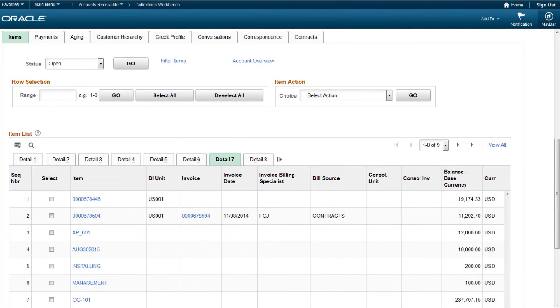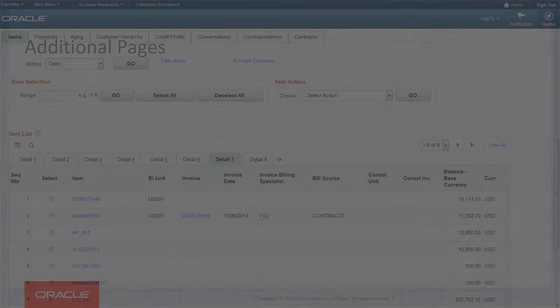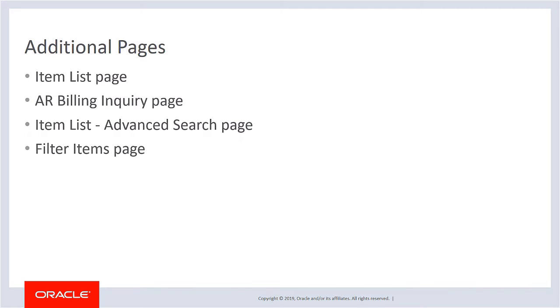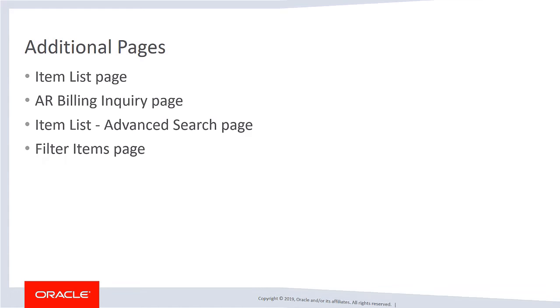PeopleSoft Receivables enhances item information pages with Invoice Billing Specialist and Bill Source information, providing further visibility into invoice details. For example, note the new Invoice Billing Specialist and Bill Source fields on the Collections Workbench Items tab. The following item information pages also include Invoice Billing Specialist and Bill Source information: the Item List page, the AR Billing Inquiry page, the Item List Advanced Search page, and the Filter Items page. This completes our discussion of the Receivables Item Includes Billing Source and Billing Specialist enhancements.